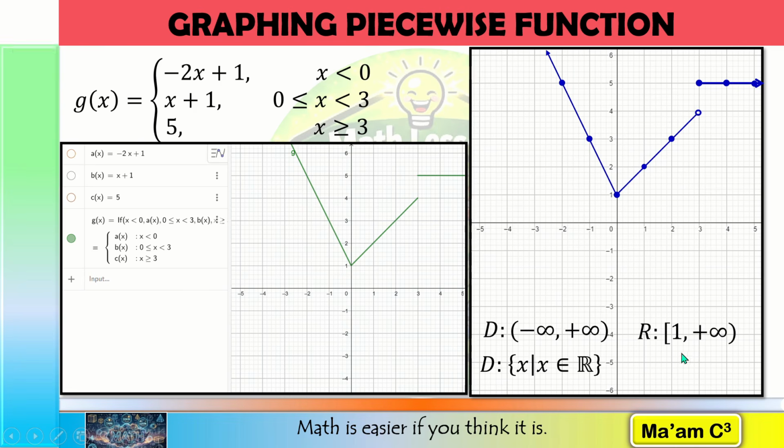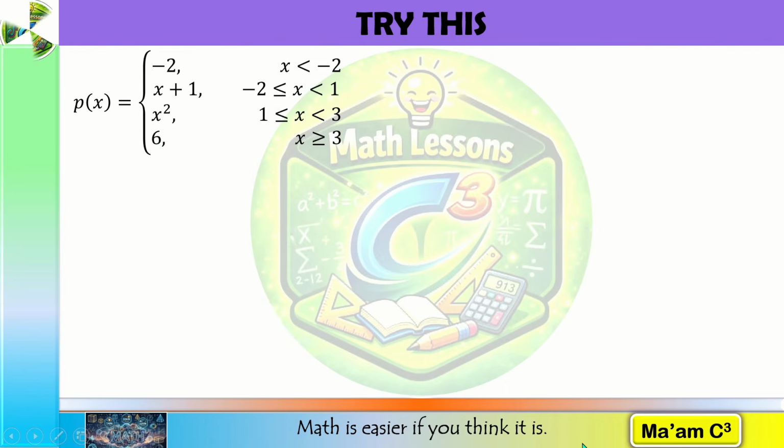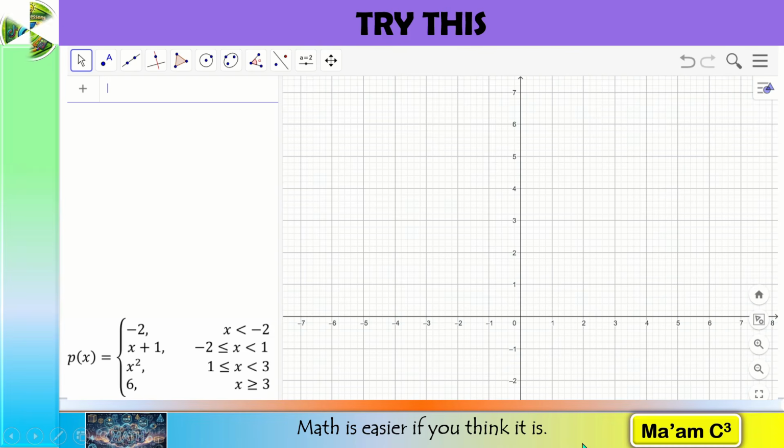And for the range is the set of all y such that y is greater than or equal to 1. Now, try this. We are going to do this in GeoGebra. Since we have more than two conditions, I'm going to do what we did earlier. I'm going to encode first each one of our P of x.